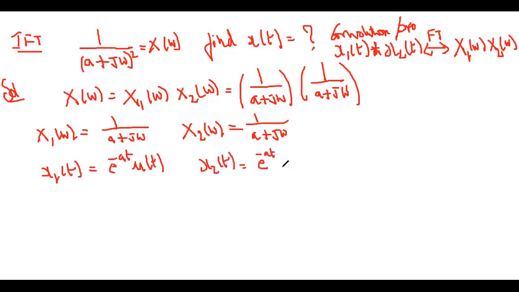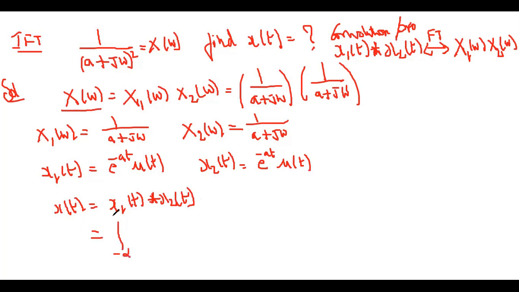This is very important, my dear students, listen carefully. e power minus a t mu of t, and here also e power minus a t mu of t. But I need the x of t. Given the X of omega, you have to find out the x of t. But what is the x of t here? x of t is the convolution between these two signals in the time domain: x1 of t convolved with x2 of t.